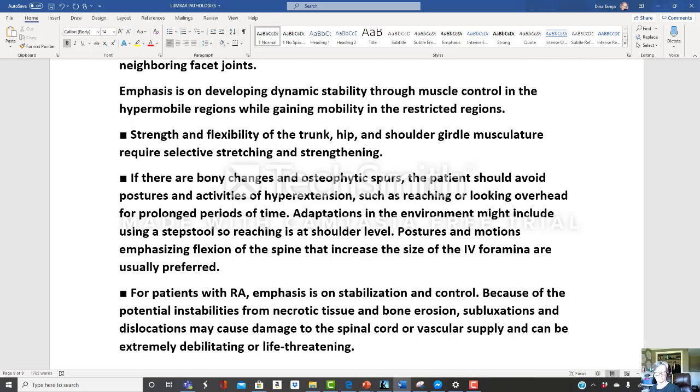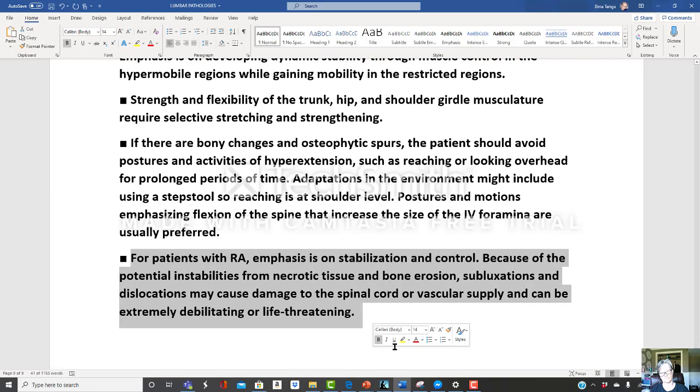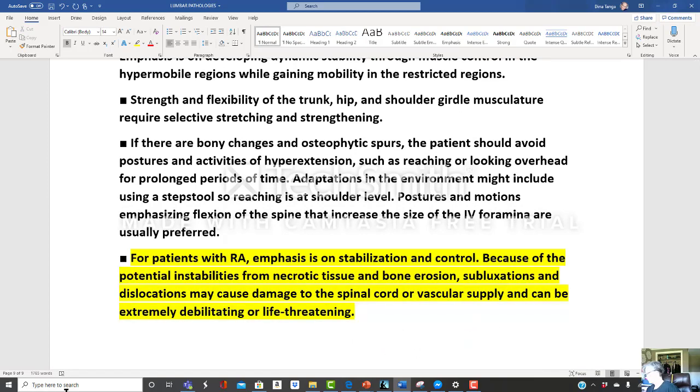Postures and motions emphasizing flexion of the spine that increase the size of the IV foramina are usually preferred for patients with RA. Emphasis is on stabilization and control. Because of the potential instabilities from necrotic tissue and bone erosion, subluxations and dislocations may cause damage to the spinal cord or vascular supply and can be extremely debilitating or life-threatening.